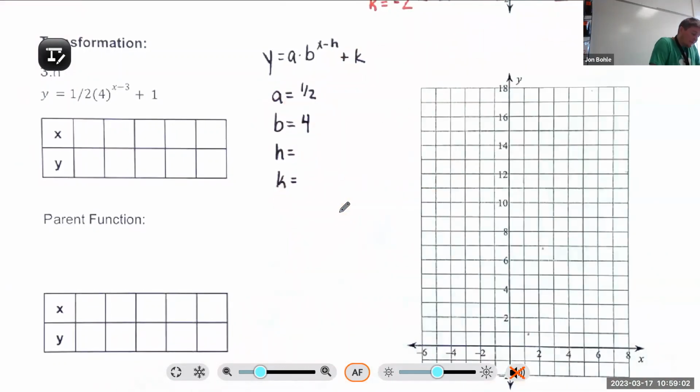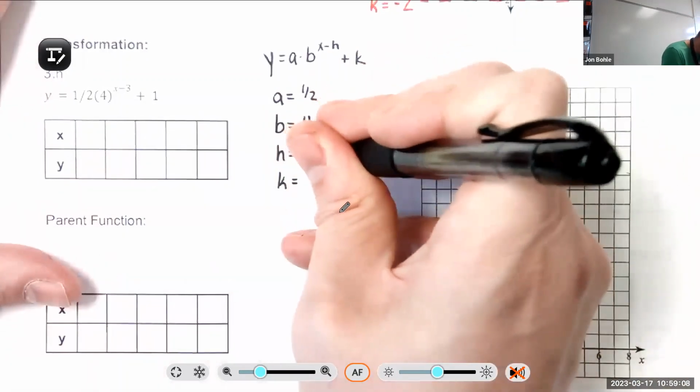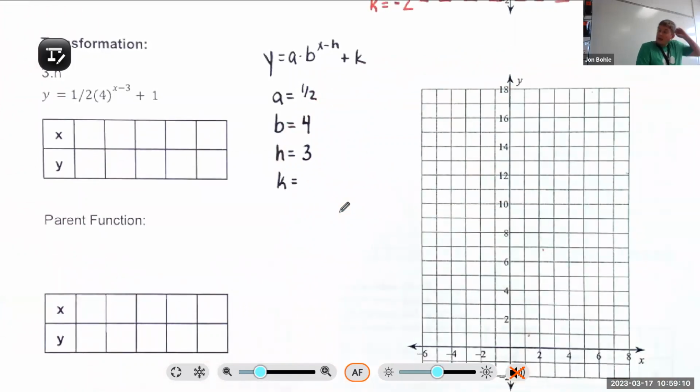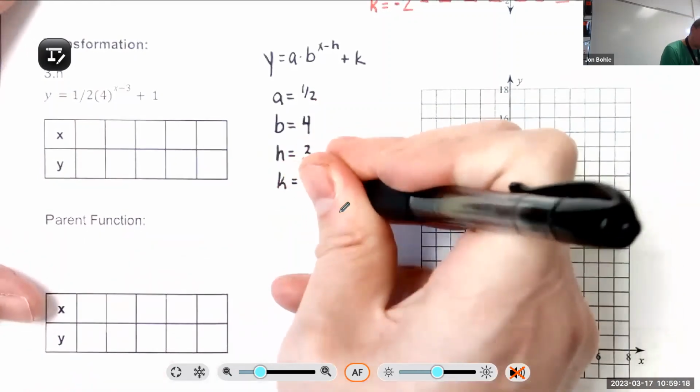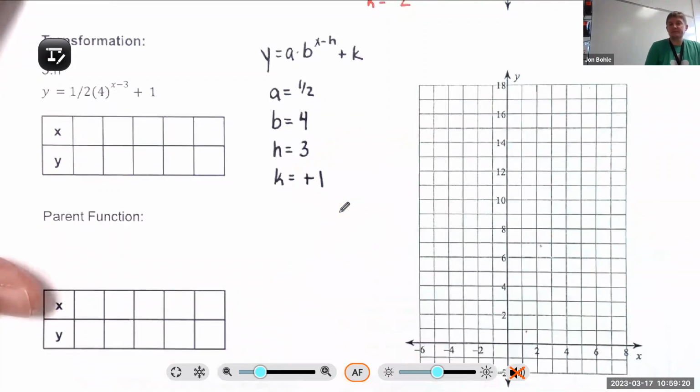What's my H value? Is it positive or is it -3? It is +3. That one is probably going to screw a good number of you up from time to time. Okay, K value. I don't know why I put a plus sign there, but I did.